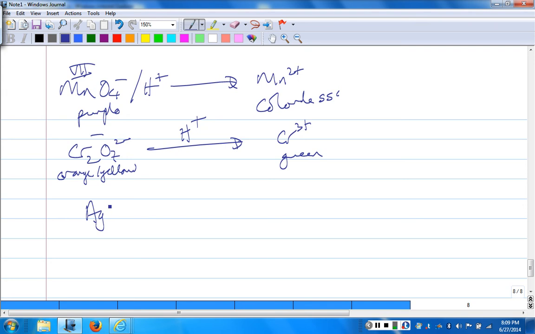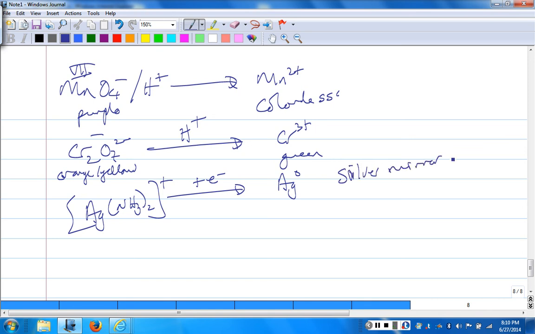When we're using the diamino silver(I) species and it gets reduced, that makes metallic silver, right? That's silver metal. So if the test tube you're carrying this reaction out in is relatively clean, what you see is silver depositing on the sides of the glass. So it looks like a mirror. This is called the silver mirror reaction.